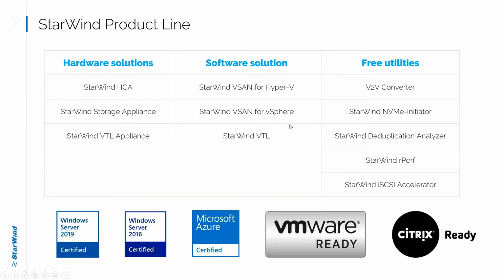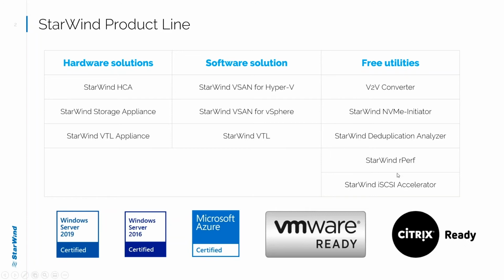StarWind Virtual SAN consists of two subproducts, Virtual SAN for Hyper-V and Virtual SAN for vSphere. Both solutions have pretty much the same functionality. The difference is that Virtual SAN for Hyper-V runs as a native Windows service and Virtual SAN for vSphere is deployed as a virtual storage appliance. We will speak more about VSAN during this webinar.